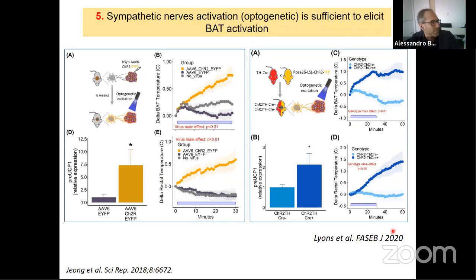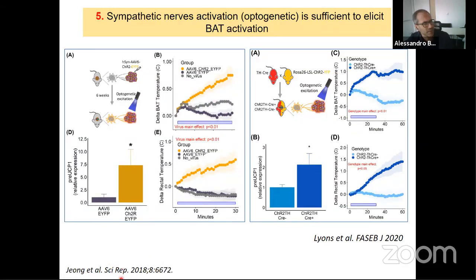And this is just an example from a couple of experiments we published recently. We transfected sympathetic nerves with channelrhodopsin 2, using either viruses, AAV6 in this case, or a genetic model. And then we used optogenetic stimulation to activate the nerves and not the brown adipose tissue. And the result, as you can see here, was a clear thermogenesis, both of the brown adipose tissue and the core body temperature, which was absent in a number of control animals we used.